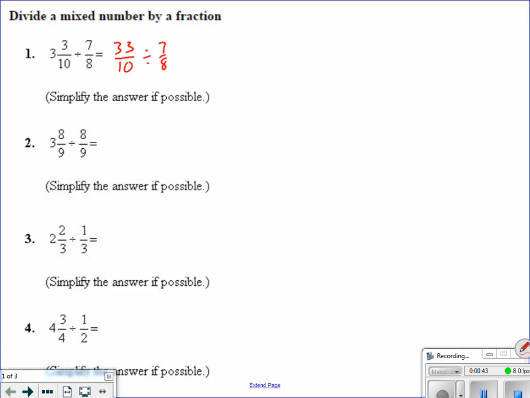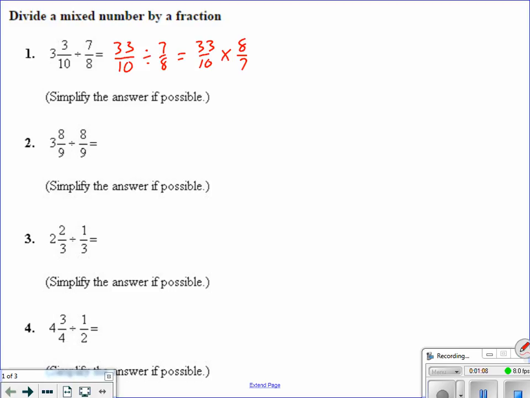Now, again, I can't divide fractions either, so what I need to do here is change it to multiplication. To do that, I take the 33 over 10, I change the division to multiplication, and I flip the 7 over 8 to 8 over 7. Okay, and the reason is dividing by a fraction is the same as multiplying by its reciprocal.